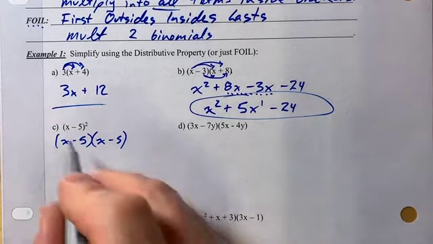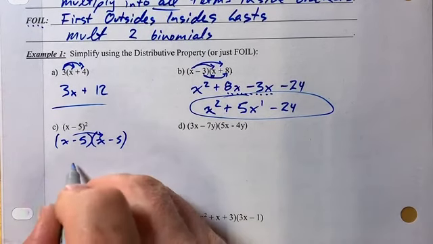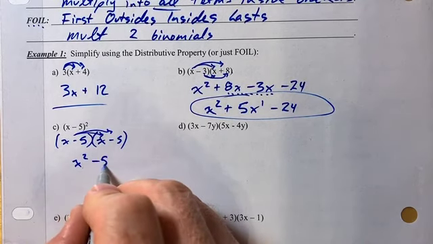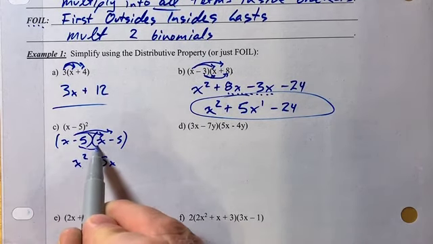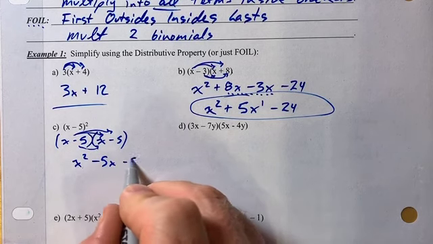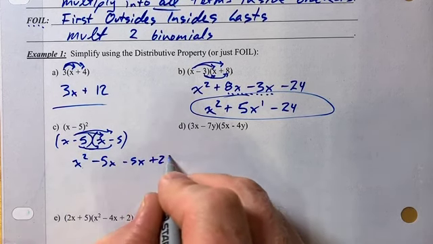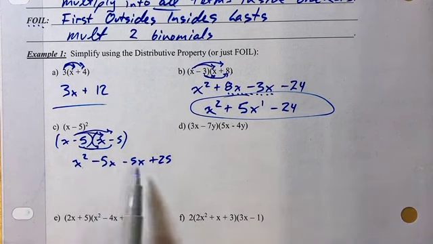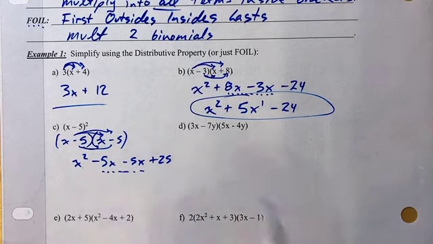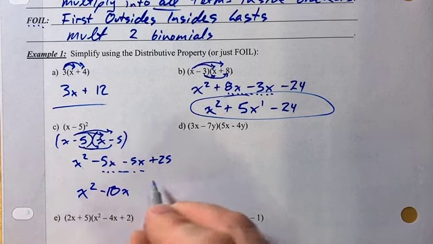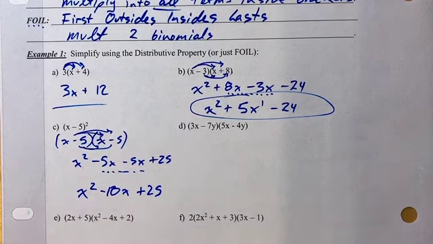Okay, so let's do this. It's going to be x times x, x squared. X times minus 5, so it's minus 5x. Now, the inside is minus 5 times x, minus 5x again, and then minus 5 times minus 5 is plus 25. And if I do it in order, you're going to notice these two should be able to combine. Here we go. X squared minus 10x plus 25.